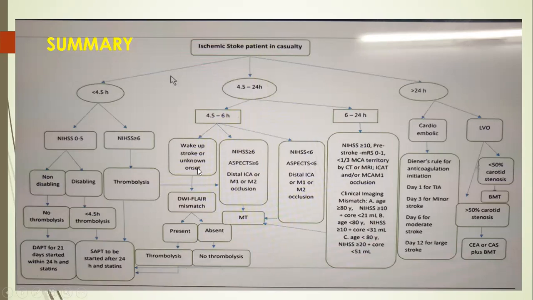And one scenario: the patient's attendant brings him to the hospital in a wake-up stroke condition, where the patient slept around 10:30 to 11 and in the morning the attendants noticed the patient has some deficit and came to the emergency. That time, ideally you need to do MRI and look for DWI-FLAIR mismatch. If DWI-FLAIR mismatch is there, the patient would be an ideal candidate for thrombolysis. Okay, if DWI-FLAIR mismatch is not there, the patient cannot undergo thrombolysis. Again, you have to do the medical line of treatment. Okay.